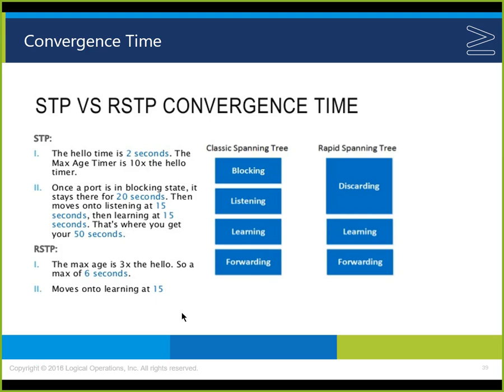These are the timers, and we talked about what goes on and what makes the rapid version so much faster. In Spanning Tree, hello time is 2 seconds, and I think that's what we saw in the Wireshark, which I just closed. And then once the port is in blocking state, it stays there for 20 seconds, then moves to listening state for 15 seconds and learning state for 15 seconds. That's where we get our 50 seconds on these things.